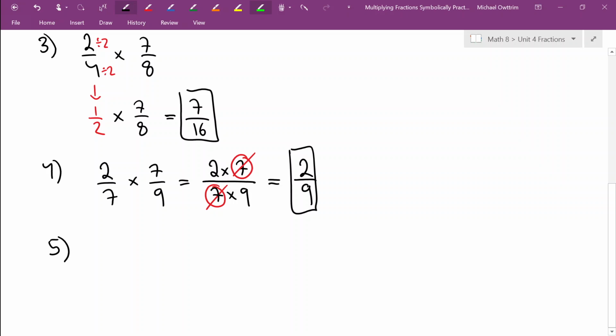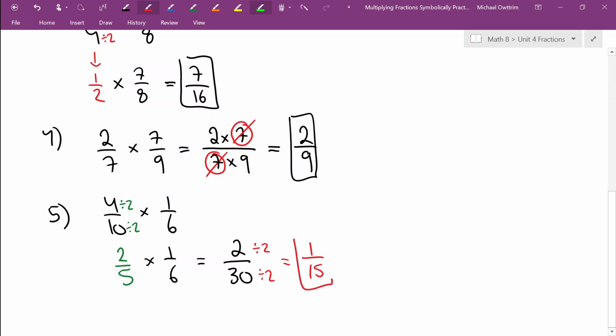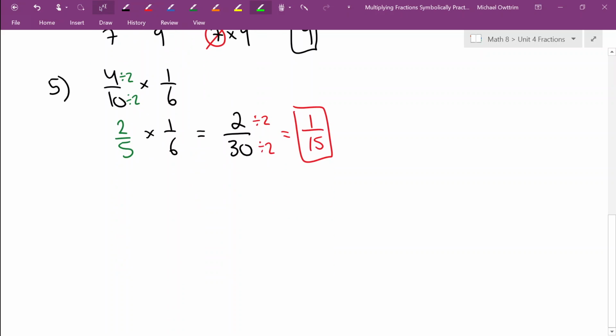Question 5 is 4/10 times 1/6. 4/10 can simplify here, dividing by 2 to give us 2/5 times our 1/6. 2 times 1 on the top is 2, and 5 times 6 on the bottom is 30. And that can actually still simplify. Both of those are even numbers, so that'll give us 1/15 as our simplest form.